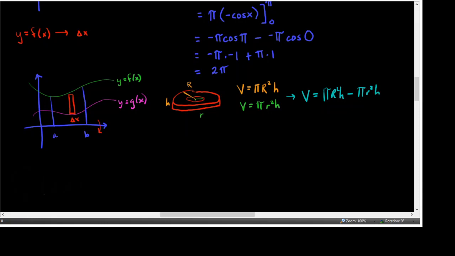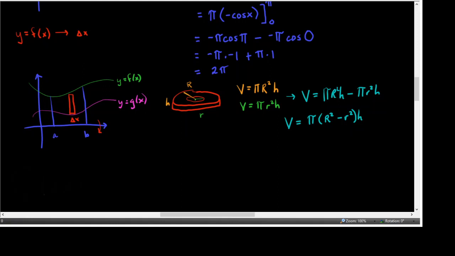And so you might notice that pi is a common factor. You might also notice that h is a common factor. So I'm going to factor pi out in the front, and h, I'm going to factor out to the rear of the expression. And that is how we're going to find the volume of such a solid.